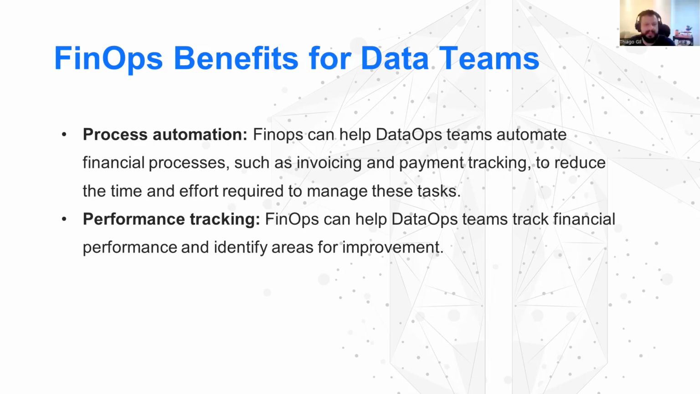FinOps can help data teams automate financial processes, such as invoice and payment tracking, to reduce the time and effort to manage these tasks. This can free up DataOps team members to focus on more strategic tasks, such as data modeling and analysis. FinOps helps DataOps teams track financial performance and identify areas for improvement. This can include monitoring key financial metrics such as cost per data unit or return on investment to identify opportunities to reduce costs and improve efficiency.